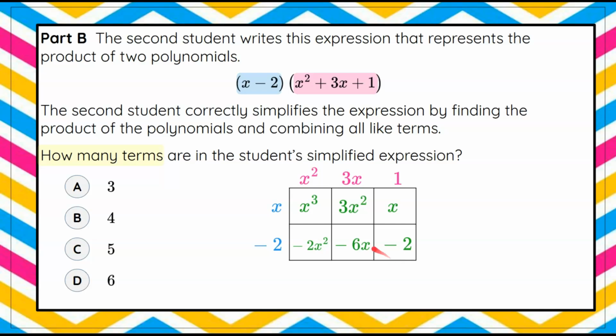So now we need to combine like terms. And when we use the area model, it's done in a diagonal fashion. There's only one x cubed term. And then I have 2 x squared terms, 3x squared and negative 2x squared, which are positive x squared. Then I have my x terms, negative 6x and x, which is negative 5x. And then my only constant, negative 2. So I can see that I have 1, 2, 3, 4 terms in my simplified expression, answer B.